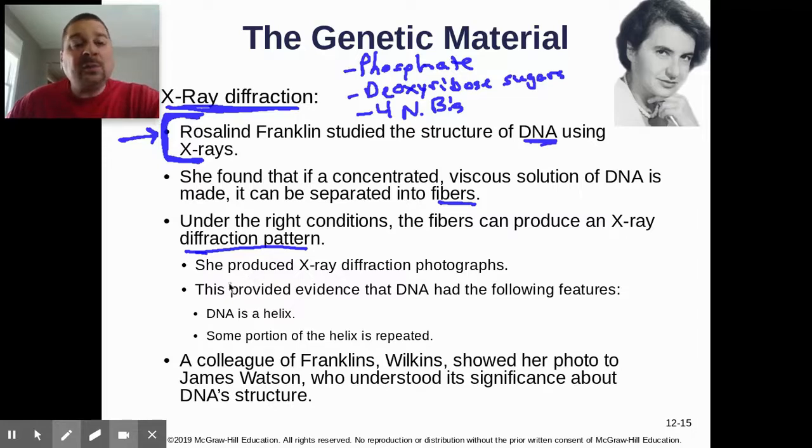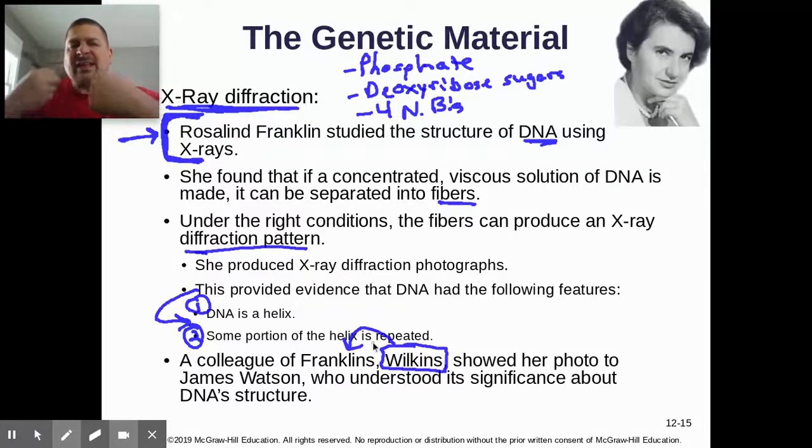The people that did X-ray diffraction work knew that this type of photograph proved two things: that it was a helix and that there was some kind of repetition to it as well. And James Watson went up to visit and to see what this was about. Rosalind Franklin pretty much told him to go away. But as he was leaving, Wilkins, who was working with Rosalind Franklin on some of this stuff, and they butted heads a lot and didn't get along real well.